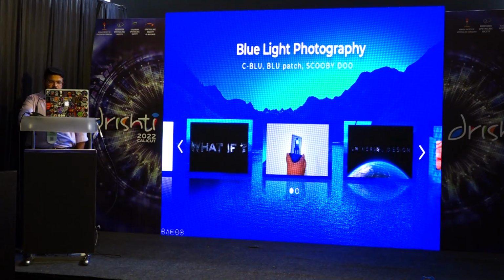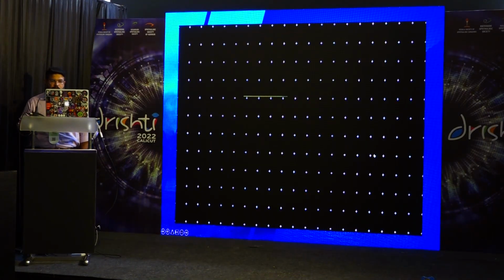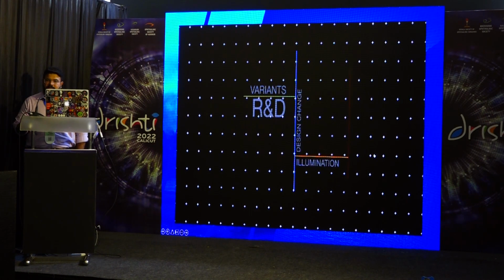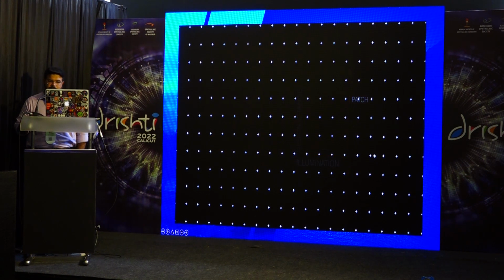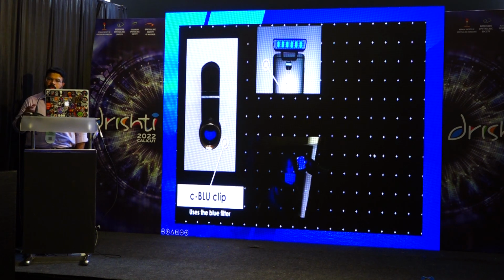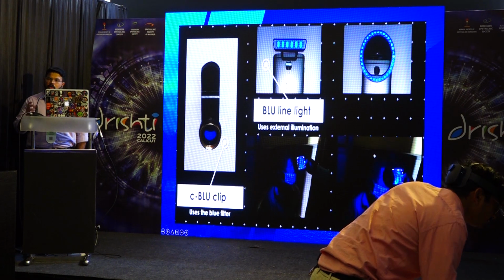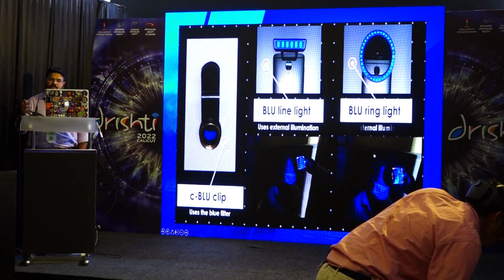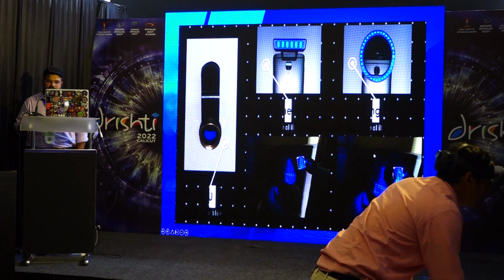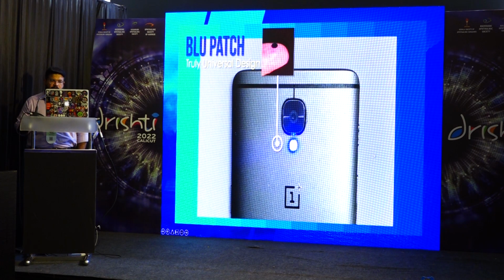So we were in search for a universal design. This search led us through a lot of R&D. We changed the designs, worked on the illumination. Then finally we arrived at something called a patch. First we developed a C Blue clip, which would be clipped onto the flashlight. Then we developed the line light and also the ring light. But these two used external light illumination, not the smartphone's flashlight. These were not enough. We were not happy. Then finally we arrived at the blue patch. As you can see how tiny it is, but powerful at the same time.